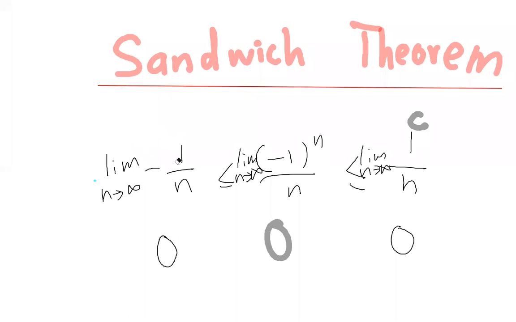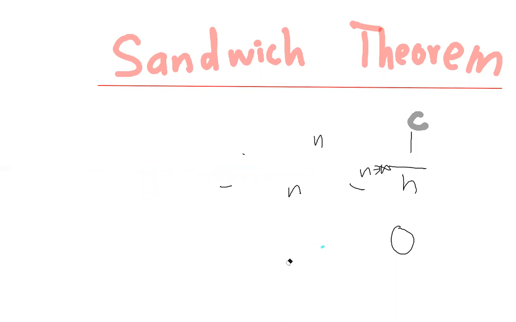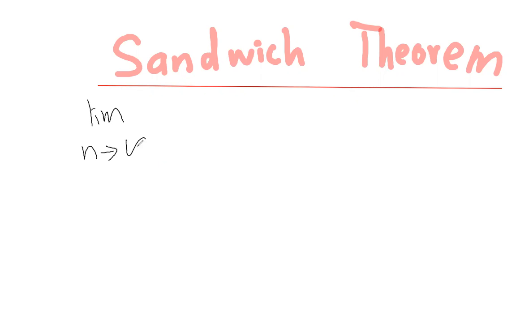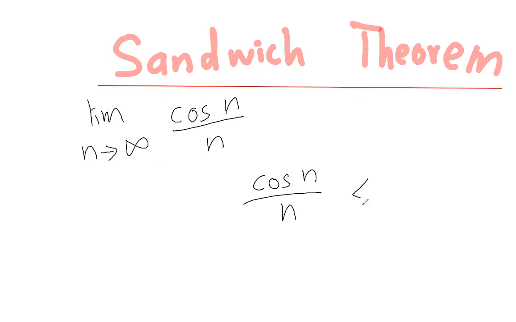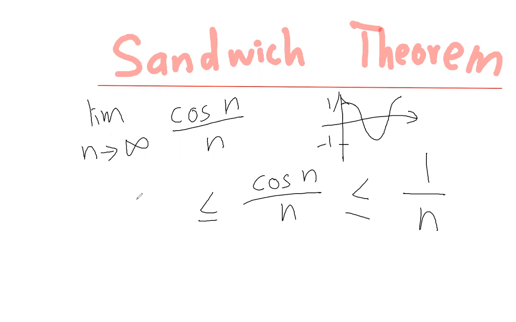Okay, let's try one more example. You can pause a while and try to do this example. The limit as n approaches infinity of cos n over n. Again, we use the sandwich theorem. I put cos n over n in the middle. What is the largest value of cos? As you sketch the graph of cos, the maximum is 1 and the minimum is negative 1. So I will get 1 over n, and negative 1 over n.